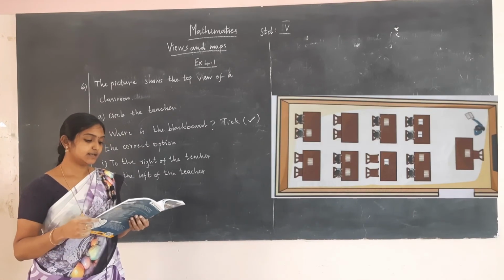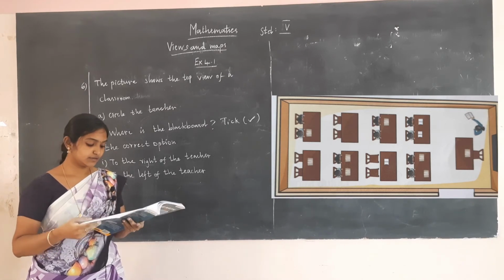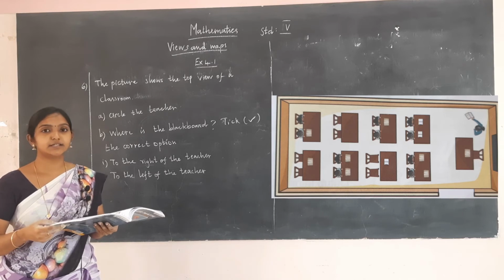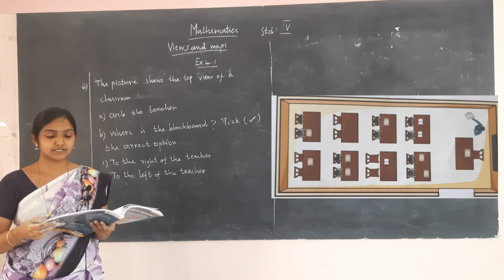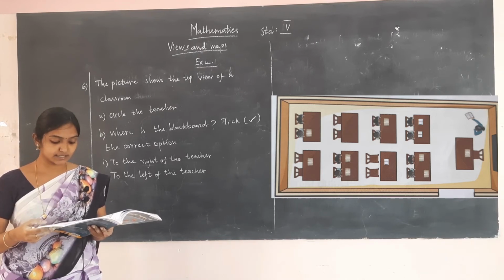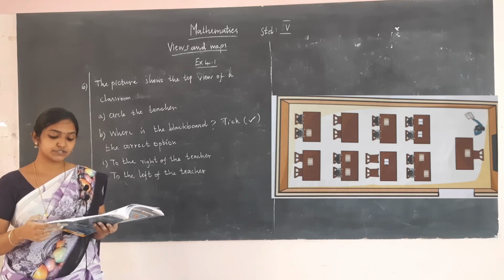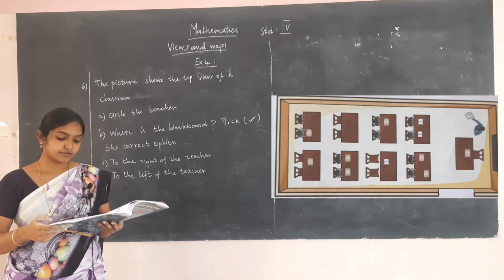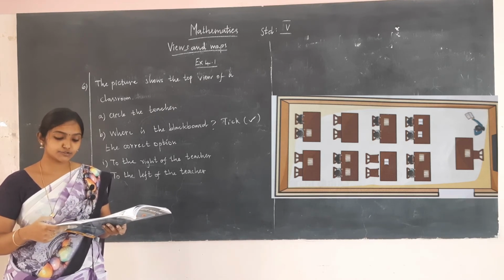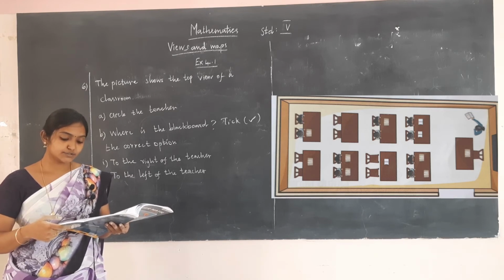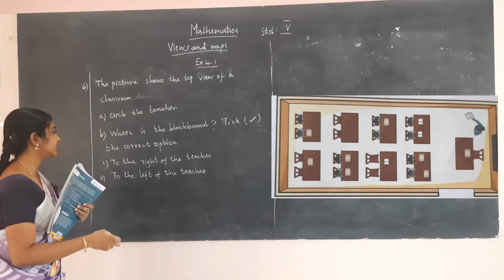The sixth question is, the picture shows the top view of the classroom. We can see the picture here. We have to circle the teacher. If you are having your book, take your pencil and circle the teacher. The second question is, where is the blackboard? Tick the correct option. To the right of the teacher, to the left of the teacher. We can see that on the right hand the teacher is having the book and to the right there is a wall, but to the left we can see the blackboard. So the answer is to the left of the teacher.